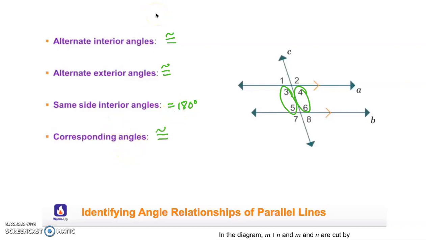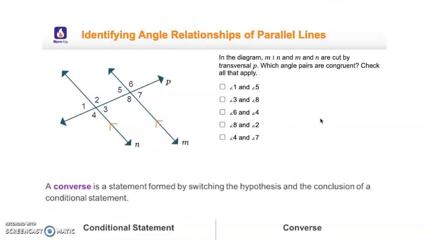In this case, our corresponding angles are going to be 1 and 5, because they are on the same side of the transversal and the same side of the parallel line, meaning at the top of the parallel line or the bottom. So 1 and 5, 3 and 7 are corresponding, 2 and 6 are corresponding, and 4 and 8 are corresponding. Make sure you understand and know those definitions.